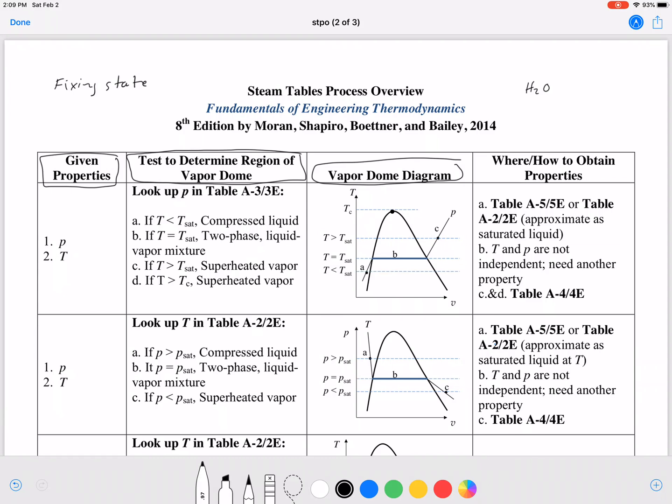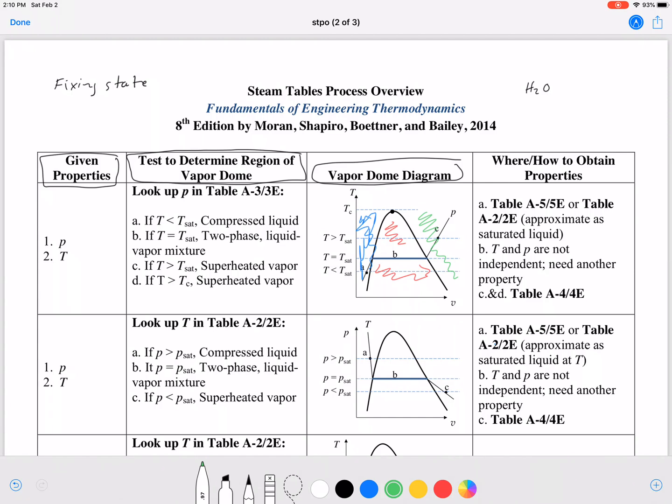If you're in this area of the diagram, anywhere over on this side, then you're a liquid. If you're anywhere in the middle here, then you're in the dome, and that's a two-phase liquid vapor. And if you're anywhere on this side of the dome, then you're in a vapor. So blue is where we have liquid, red is two-phase, and green is a vapor.